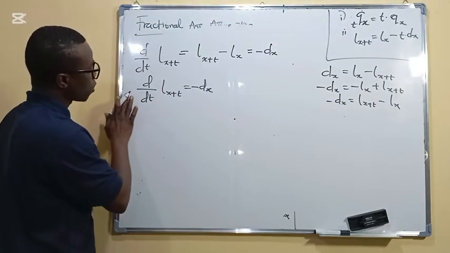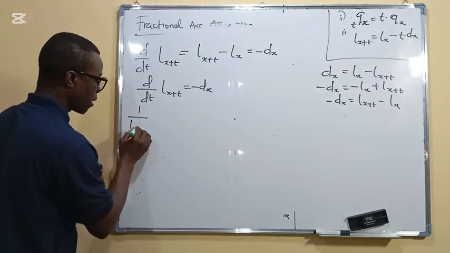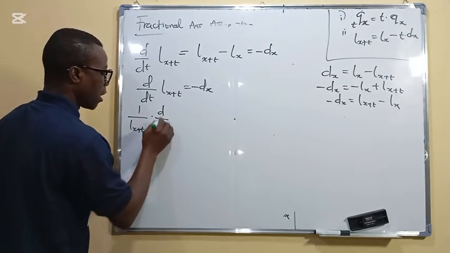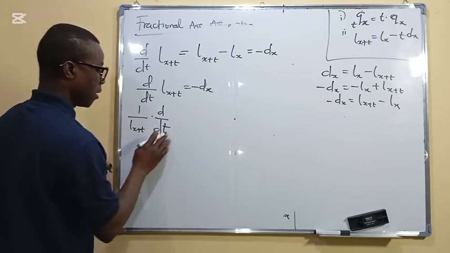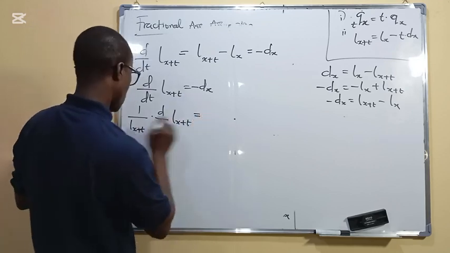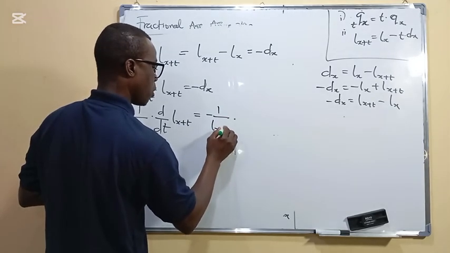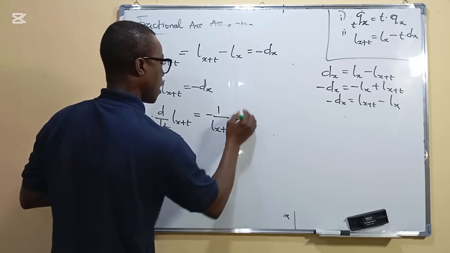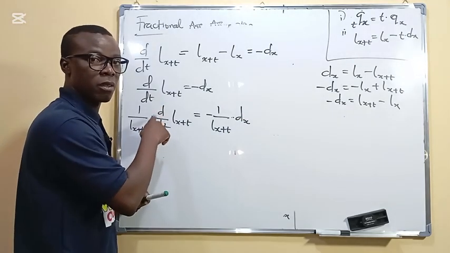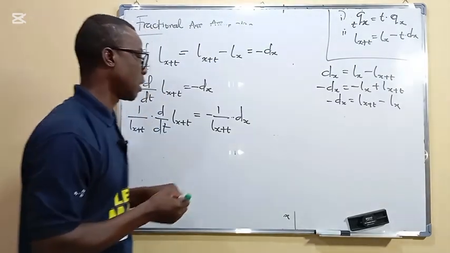Now, I'm also going to just play around with this a little. So I'm going to say 1 over lx plus t. That is to say, I'm multiplying both sides by 1 over lx plus t, dot d over dt of lx plus t, and this will be equal to minus 1 over lx plus t, and then I have dx. Now, I would like you to know that this and this are actually different. This denotes the derivative of what we have here, lx plus t.